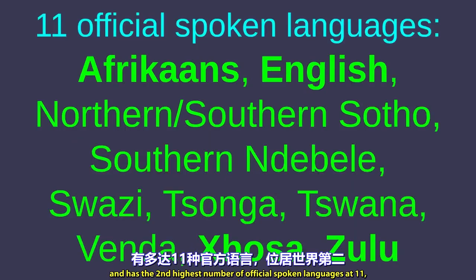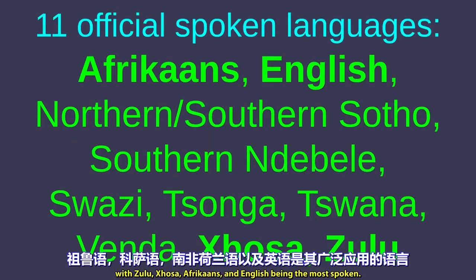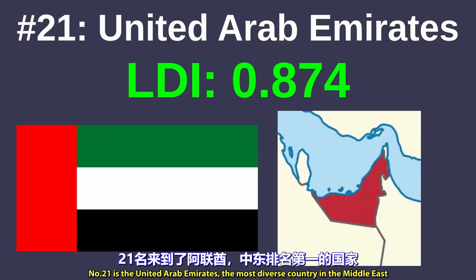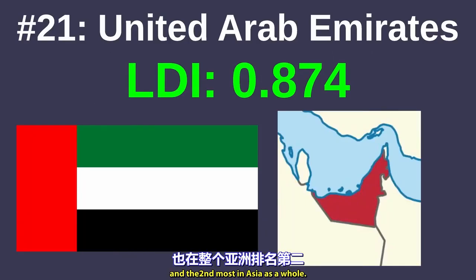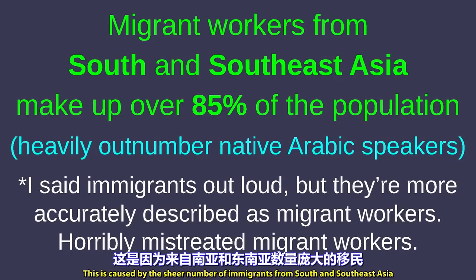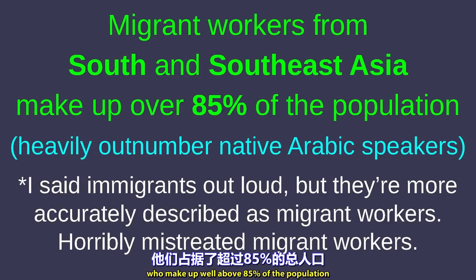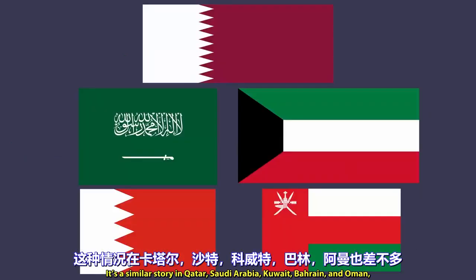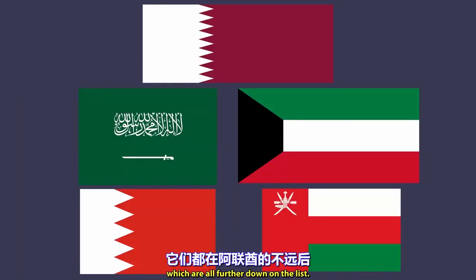It has the 2nd highest number of official spoken languages at 11, with Zulu, Xhosa, Afrikaans, and English being the most spoken. Number 21 is the United Arab Emirates, the most diverse country in the Middle East and the 2nd most in Asia as a whole. This is caused by the sheer number of immigrants from South and Southeast Asia, who make up well above 85% of the population and heavily outnumber native Arabic speakers. It's a similar story in Qatar, Saudi Arabia, Kuwait, Bahrain, and Oman, which are all further down on the list.